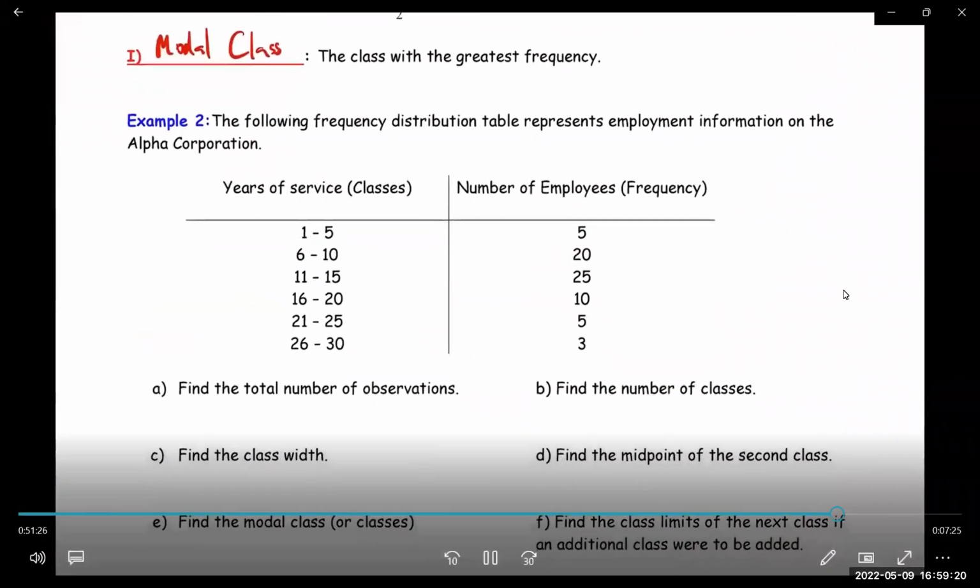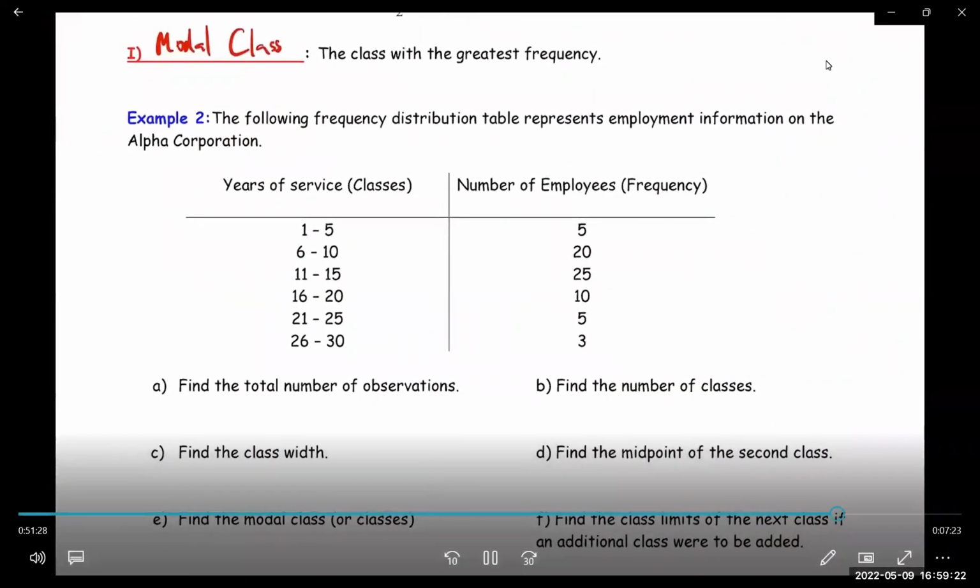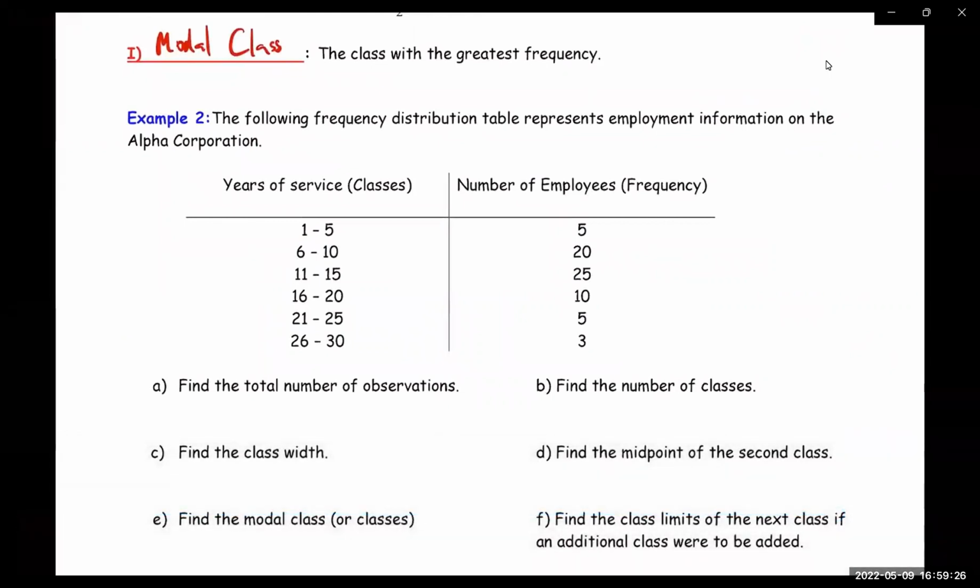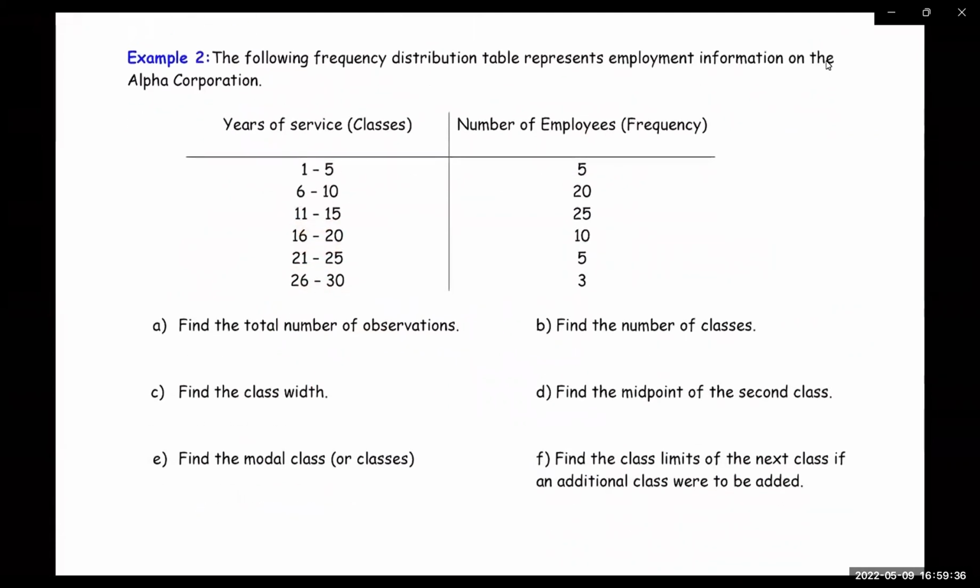All right, let's look at this example. The following frequency distribution table represents employment information on the Alpha Corporation. So these are the number of years of service, and these are the number of employees that fall in these different intervals or classes. So find the total number of observations. The total number of observations is the sum of this frequency column. You have to add up all these, and that's the total number of observations.